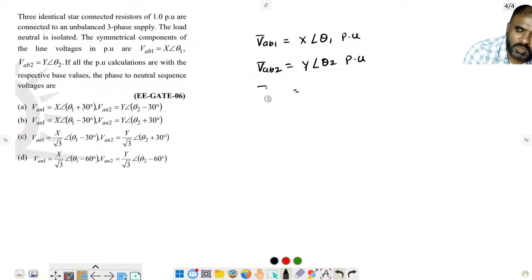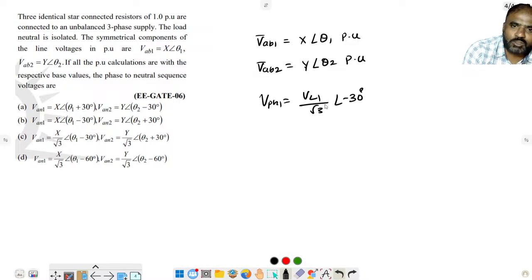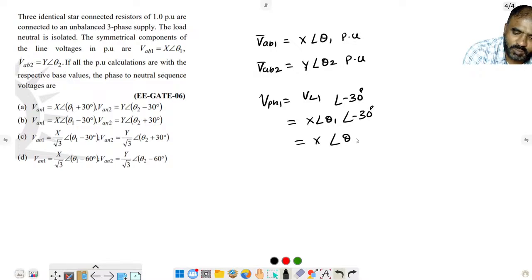Let me write it like this. V phase equals V line by root 3 at an angle minus 30 degrees. This is fine in absolute or actual form, but in per unit form this root 3 factor will not come. So VA1 equals X at an angle theta 1 minus 30.